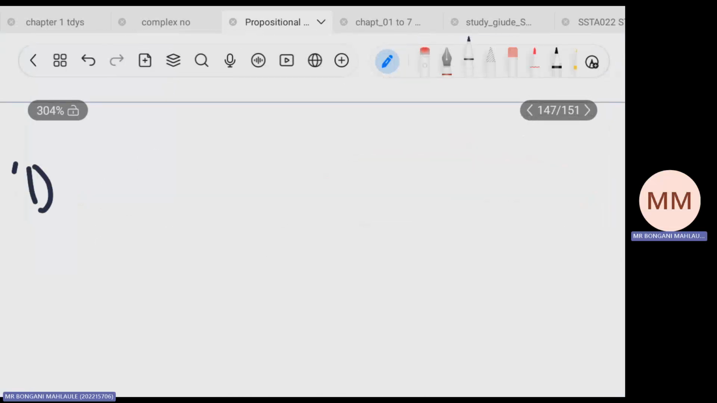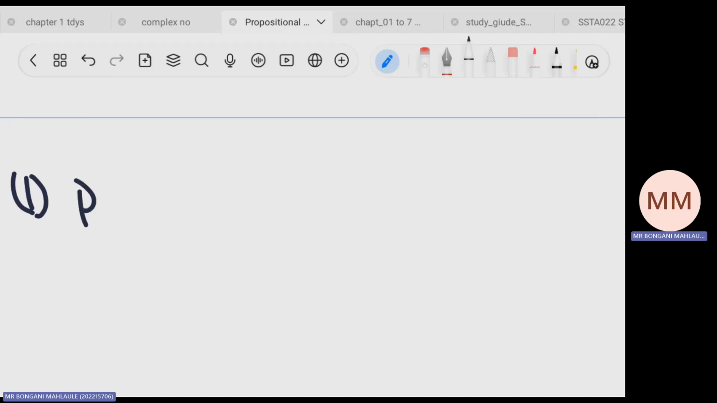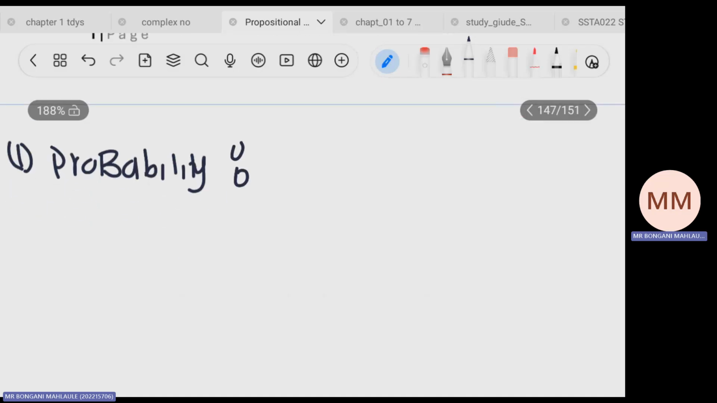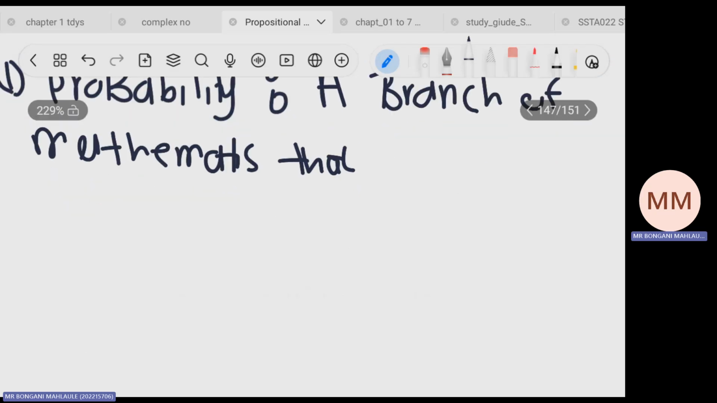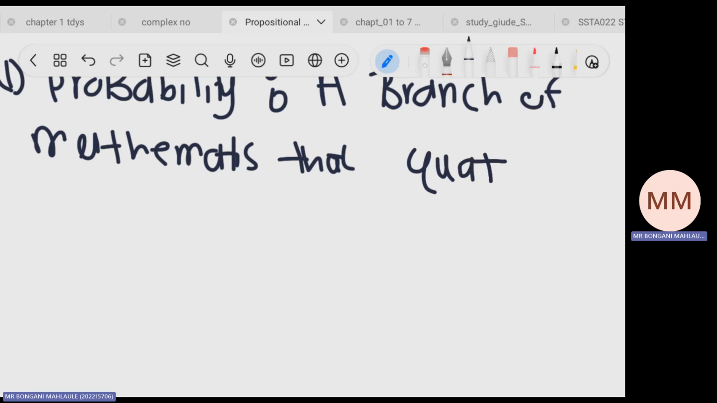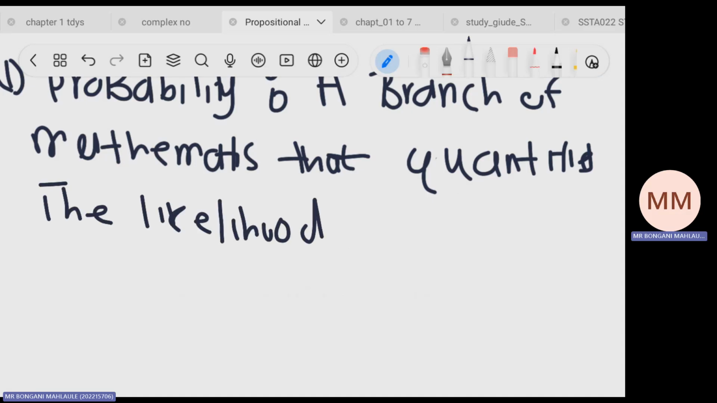So probability, here we can say that it's a branch of mathematics that quantifies the likelihood of an event happening, or let's just write it in this way, that quantifies the likelihood that an event will occur.